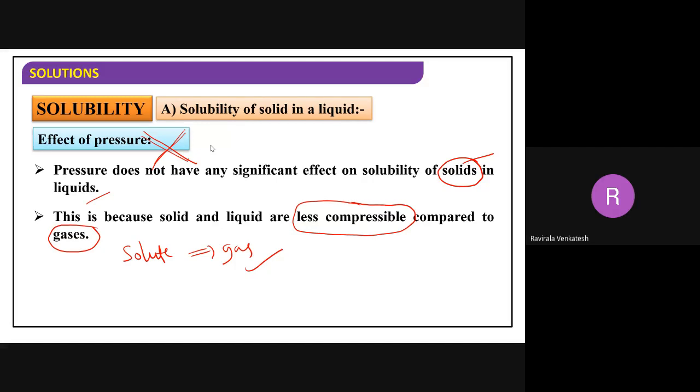Now, the question is, does pressure affect the solubility of a solid in a liquid, or a liquid in a liquid? Tell me yes or no. No, sir. If you take a solution of gas in liquid, does pressure affect gas in liquid? Yes, sir. Definitely. When the solute is a gas, it will definitely affect.